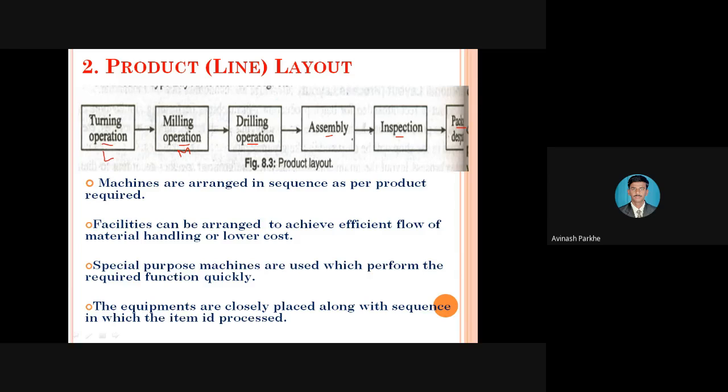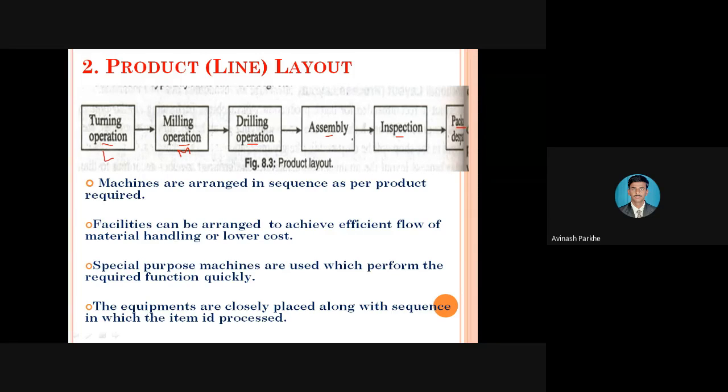Then another important advantage is easy and accurate scheduling of the material. That means here we have already finalized which type of products I have to manufacture. And if I have to manufacture that particular product, what is my sequence of operations?